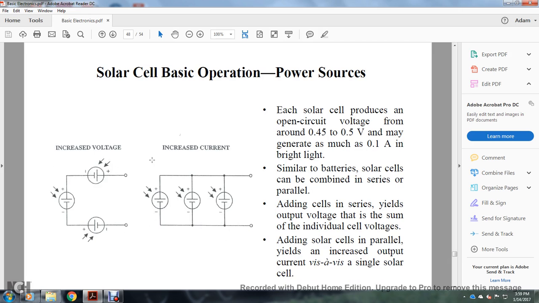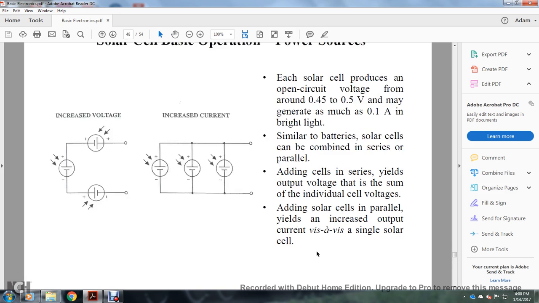Alright, your solar cell's basic operation as a power source. Each solar cell produces an open circuit voltage of around 0.45 to 0.5 of a volt, and may generate 1/10 of an ampere in bright light. Similar to batteries, solar cells can be combined in series or parallel. Adding cells in series yields an output voltage that is the sum of the individual cell voltages. Adding solar cells in parallel yields increased output current versus single solar cells.